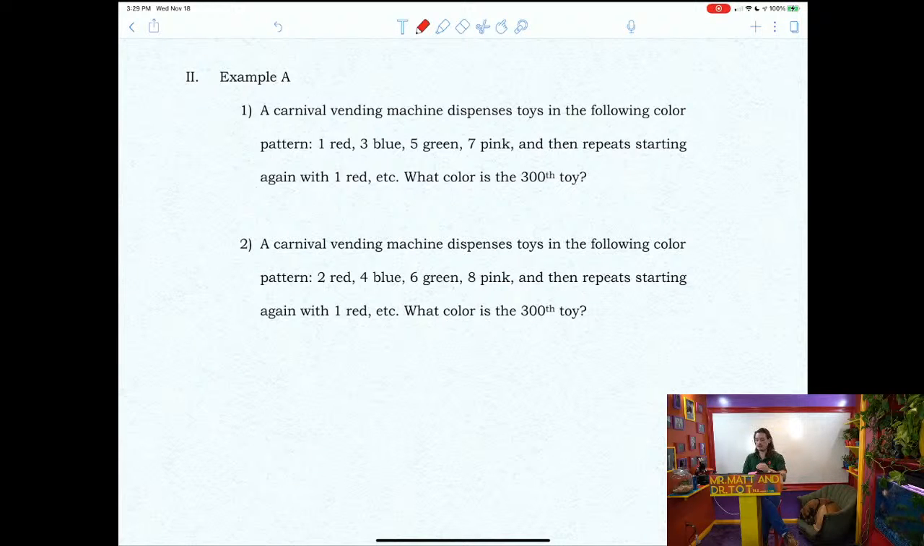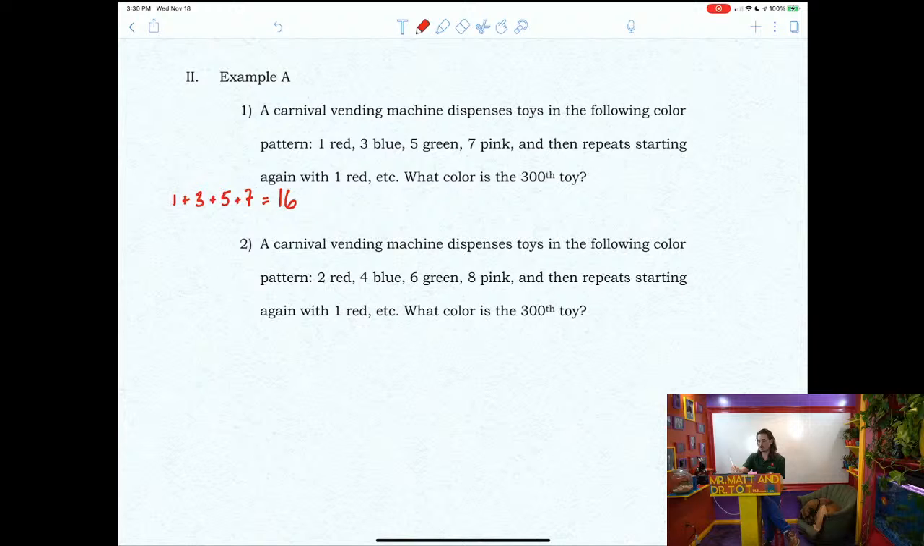Okay, so number 1: a carnival vending machine dispenses toys in the following color pattern: 1 red, 3 blue, 5 green, 7 pink, and then repeats starting again with 1 red, etc. What color is the 300th toy? If we add up these unique color positions, we have 1 red plus 3 blue plus 5 green plus 7 pink. So 1 plus 3 is 4, 4 plus 5 is 9, 9 plus 7 is 16. So we have 16 unique color positions.